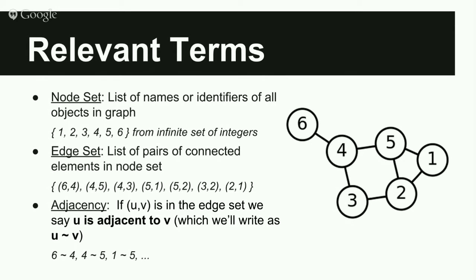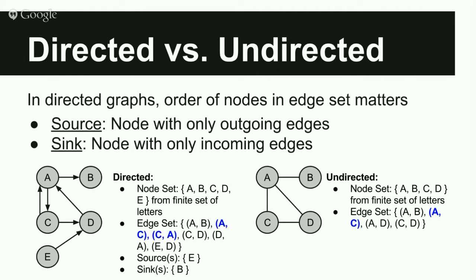Okay, next slide. Different types of graphs. In the example that we saw in the previous slides, there were just lines between each of the nodes, which means there's a relationship between those two nodes, but it doesn't really matter which direction we're moving. But in a directed graph, the order of the nodes in the edge set matters.